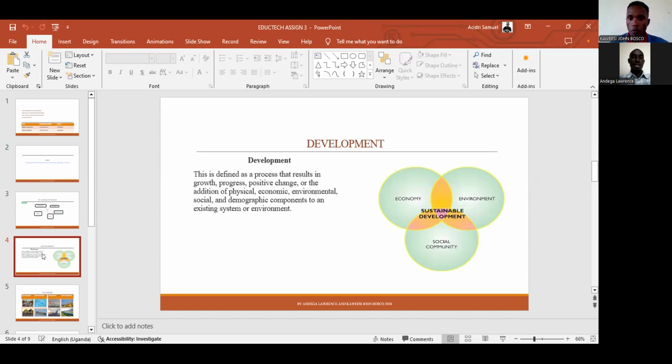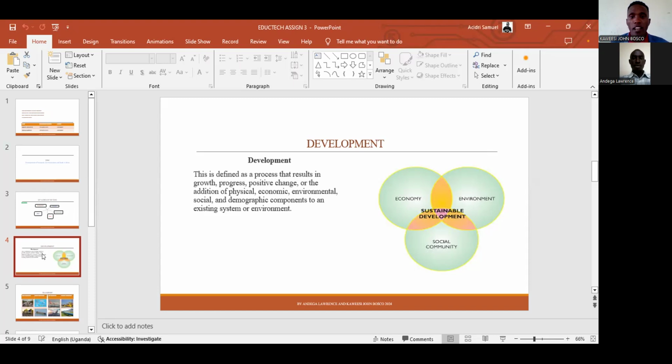And it can be in a number of ways. We can see it maybe through agricultural mechanization, through urbanization, industrialization, and many other aspects of life. Okay, yes, so that is Lawrence's opinion according to his understanding about development.